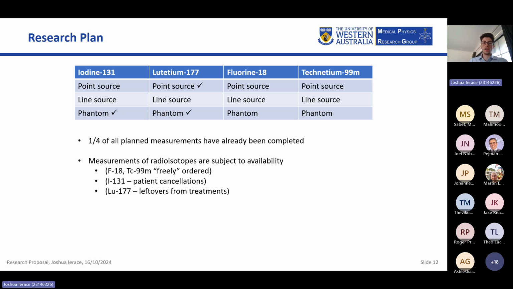I've been lucky enough to start my research rather early, and I've already completed a quarter of all my planned measurements. As I previously mentioned, the measurements of these radioisotopes are subject to their availability. For fluorine-18 and technetium-99m, these can be freely ordered, so I can plan accordingly. Conversely, for iodine-131, I'll be relying on patient cancellation of doses, so these will be a lot harder to plan. And lutetium-177 is a bit of an intermediate. I'll be using leftover patient doses for treatments, and typically there are always leftovers.